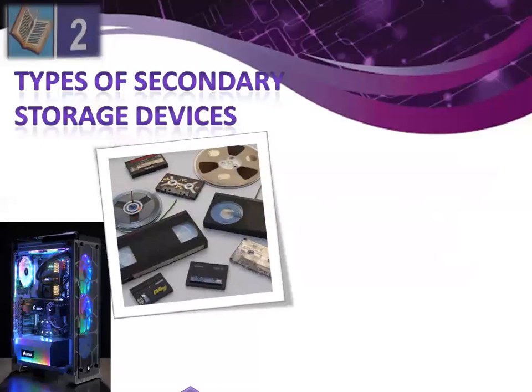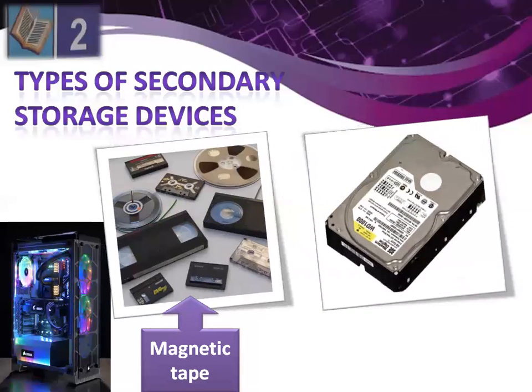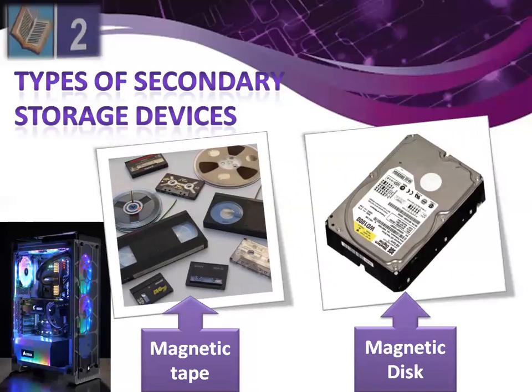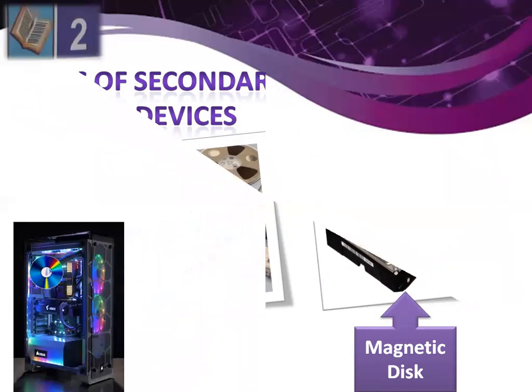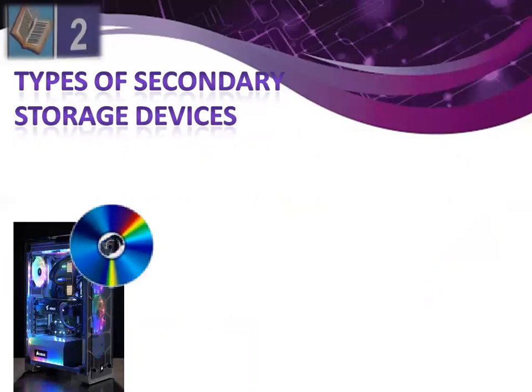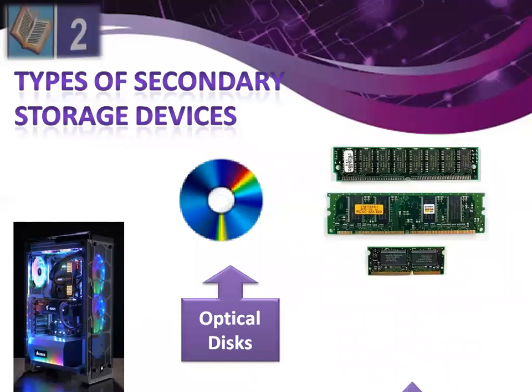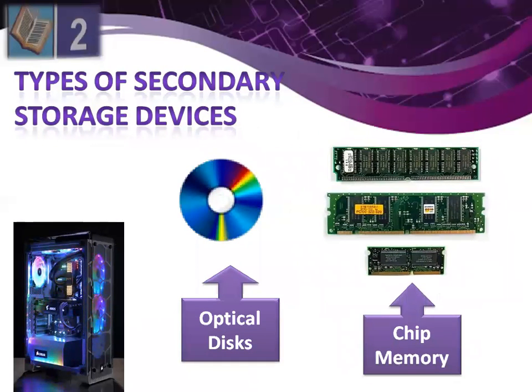Types of secondary storage devices: magnetic tape, then we have magnetic disk, and next we have optical disk, and then we have chip memory. All these are the types of your secondary storage devices.